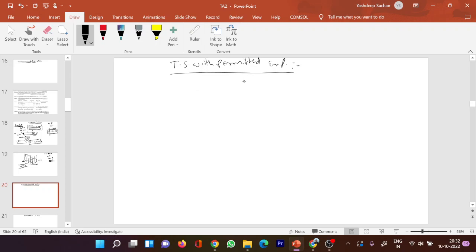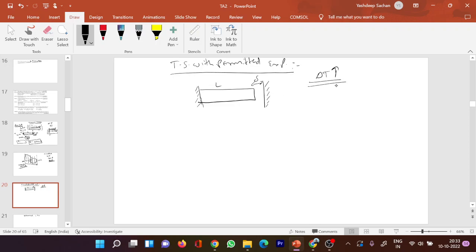So thermal stress with the permitted expansion. Here what would be the case? This is the L, and here some expansion is permitted, and let's suppose this is the delta. Now here we have to increase temperature only, right? Decrement in temperature is nothing, because if you decrease, then it will simply go back. No issue. If you increase the temperature, then only stress will come, right?